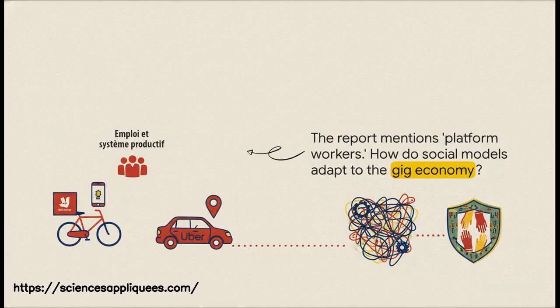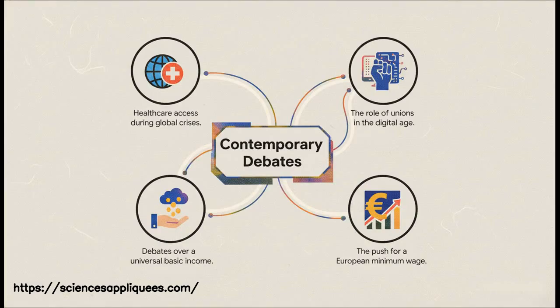This brings up a huge question for today. Which of these models, the market-based one or the social protection one, is better for workers in this new gig economy? It's a massive, ongoing debate. The comparisons we've been talking about are right at the center of today's biggest arguments. Think about healthcare access during a pandemic, the role of unions when everyone's working online, even really big ideas like a universal basic income. Understanding these models is the key to understanding what's happening in the news every single day.